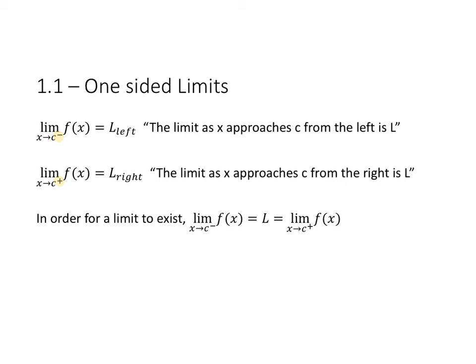Now this is super important. In order for a limit to exist, the limit from the left has to be the same as the limit from the right. So in our previous slide, we saw that both the numbers less than 2 and the numbers greater than 2 approached the number 9. So our limit was 9. If they did not approach the same number, then our limit does not exist.